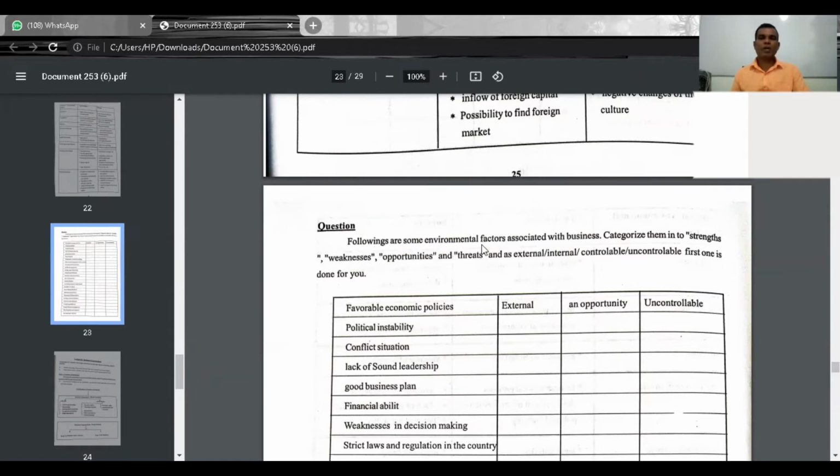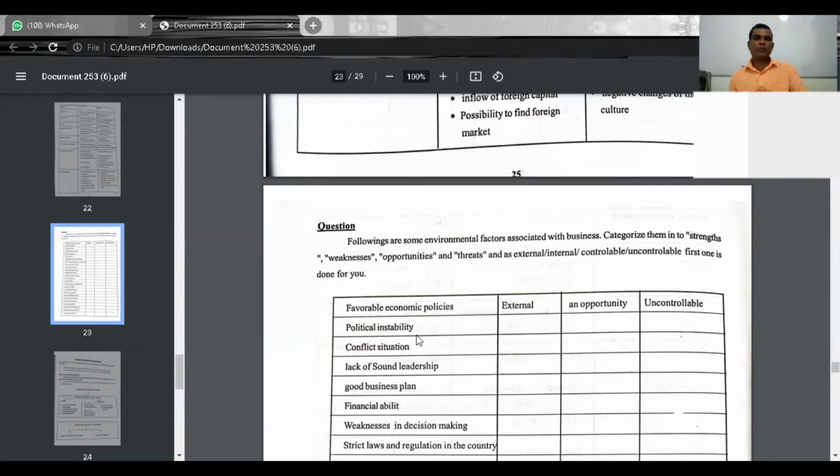Following are some environment factors associated with business. Categorize them into strengths, weaknesses, opportunities and threats, and as external and internal, controllable and uncontrollable. The first one is done for you. First one, for example. Now look at the first one. I'm going to do the first one for you.